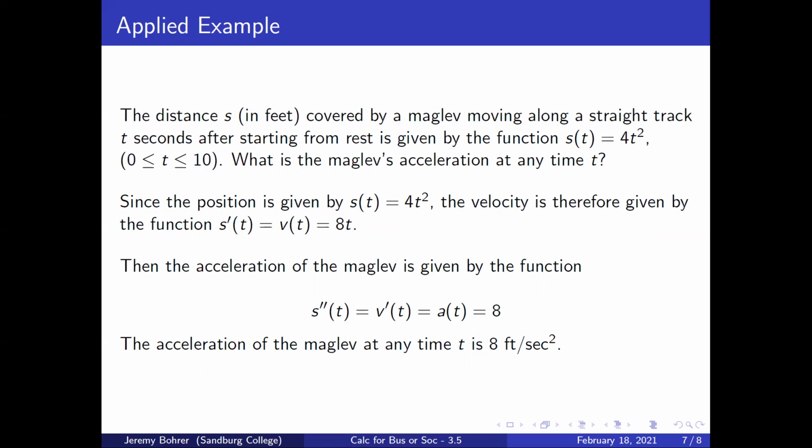Since the position is given by s of t equals 4t squared, the velocity is therefore given by the function s prime of t equals v of t equals 8t. Then the acceleration of the maglev is given by the function s double prime of t equals v prime of t equals a of t equals 8. The acceleration of the maglev at any time t is 8 feet per second squared.